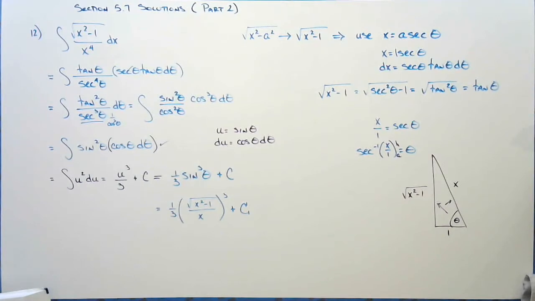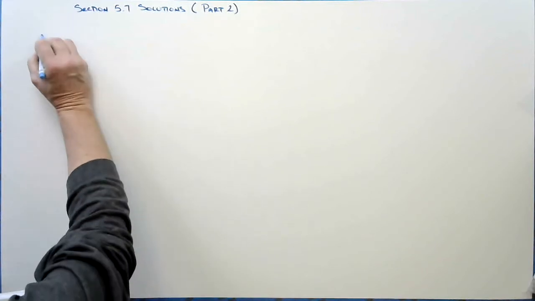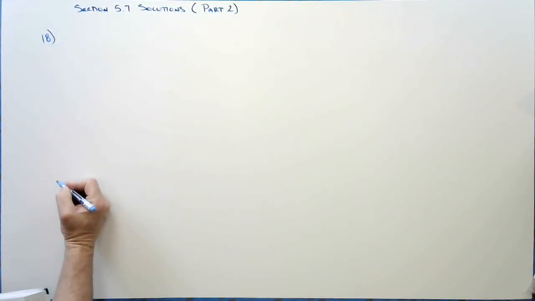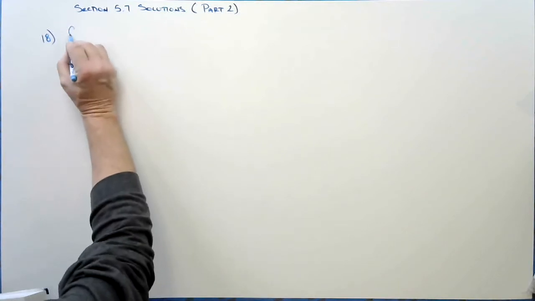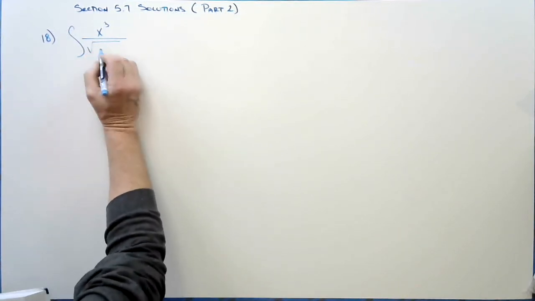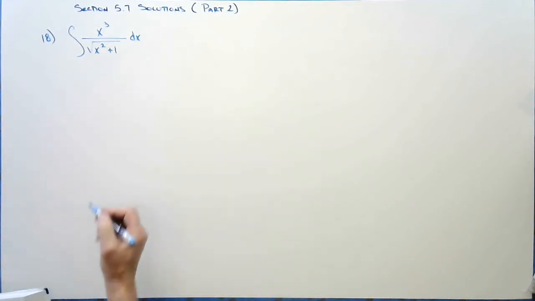All right, I'll do one more problem. Let me pause this so I can erase, and then that'll be the end of this video. All right, we'll close out this video by doing problem number 18. 18 is the integral of x cubed over the square root of x squared plus 1 dx.